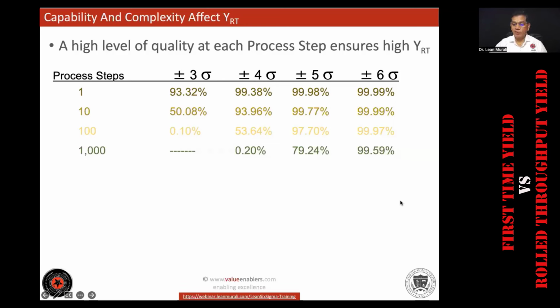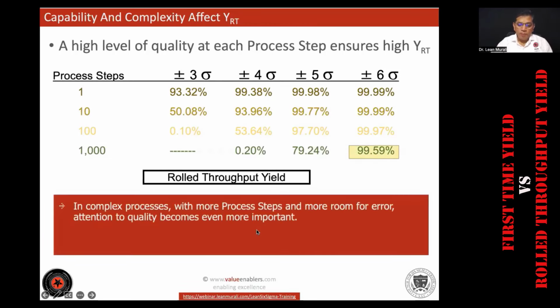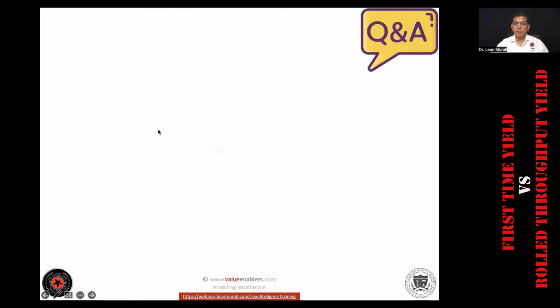If this was some new learning for you, or something like wow for you, type whatever you feel in the chat box. So rolled throughput yield, right? In a complex process, the more process steps there are, the more room for error. Attention to quality becomes important. Reducing the number of opportunities, process steps, features makes the process more robust. The more process steps you introduce, the more opportunity for defects.